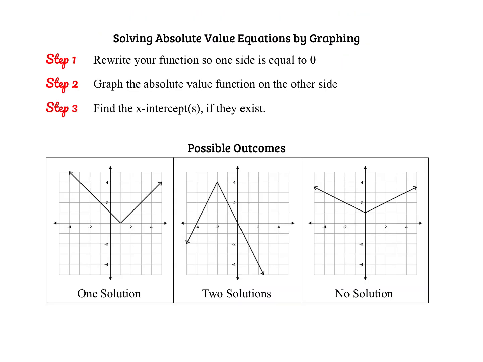All right, so we're going to start by solving absolute value equations, and we will learn how to do this both graphically and algebraically, but we're going to start by solving by graphing. So for this, the first thing you're going to want to do is rewrite your function so one side is equal to 0. Once you've done that, you can graph that absolute value function on the other side, and then you're essentially just looking for the x-intercept or x-intercepts if they exist. Again, if your function is equal to 0, that means that you're looking for when the y value is 0, which again is our x-intercepts.